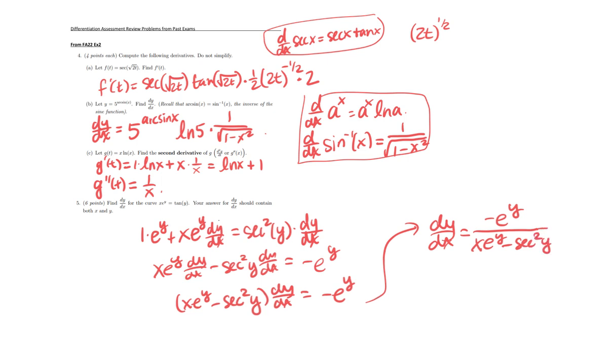And if you move things around in a different way, you may have a positive e to the y on top, and then the bottom would have opposite signs. That's also correct.